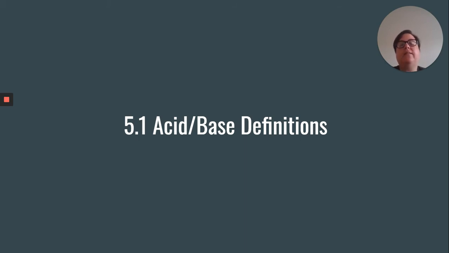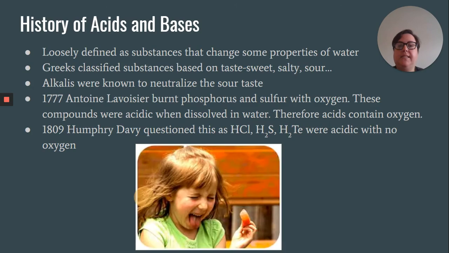So a little bit of history about acids and bases first. They are typically defined as substances that change properties of water. So it all goes back to water and comparing things to water, because water is our neutral substance that we have. The Greeks classified them based on the way that they tasted. So if something tasted sweet, or sour, then it was acidic. If it tasted bitter, it was basic.